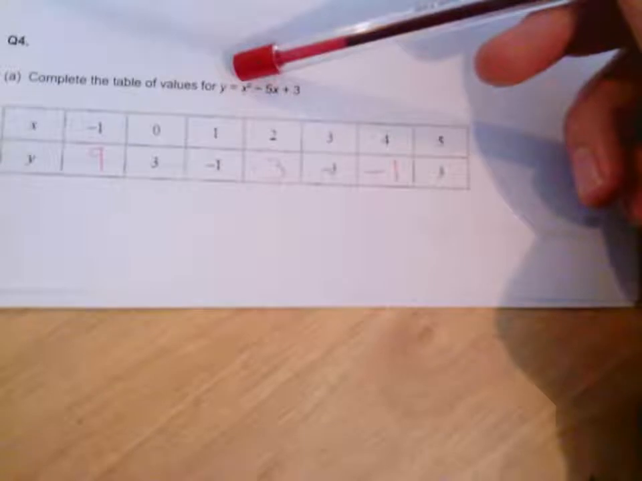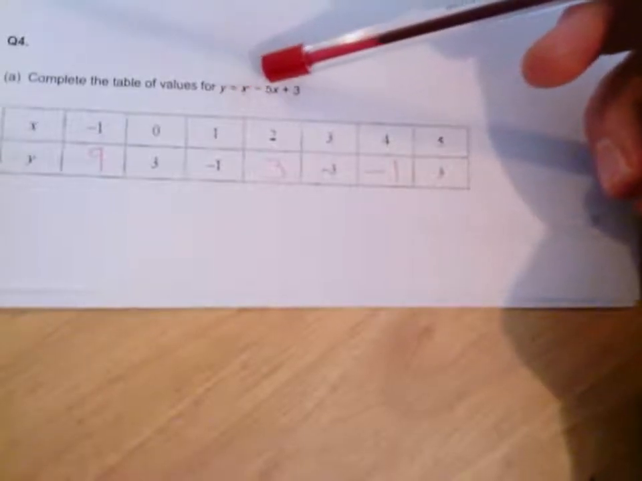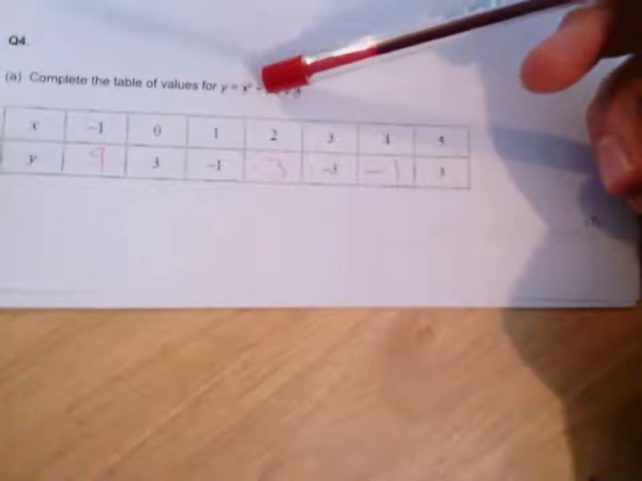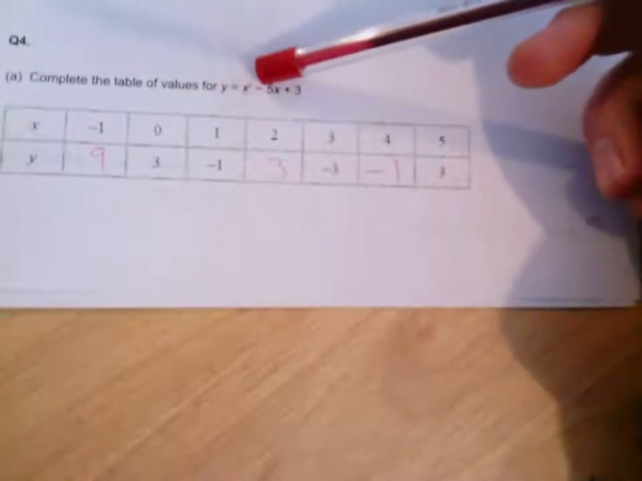Well, minus 1 squared is 1. Minus 5 lots of negative 1. Well, minus 5 multiplied by negative 1 is plus 5. So I'm now at 1 plus 5 plus 3. That gives me an answer of 9.